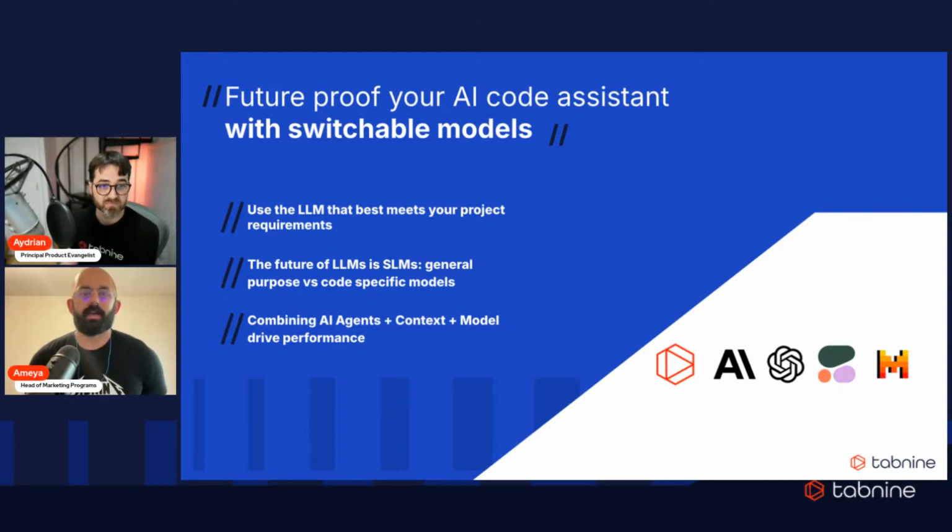So historically, when an engineering team picked an AI coding assistant, they got locked into both the underlying model that the AI coding assistant came with, as well as the application. But historically, a lot of engineering teams have different requirements than any of the parameters used in any single model, and they had different performance requirements. So that's why we introduced the switchable models feature in Tabnine.